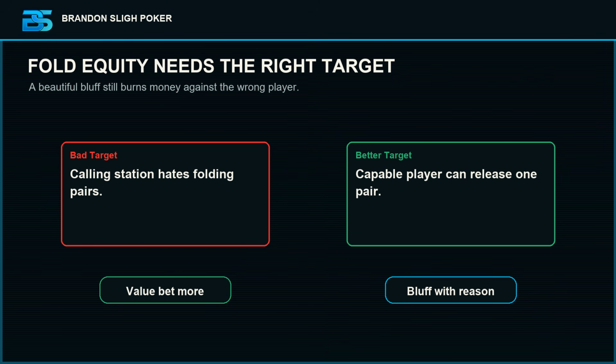But here is the low stakes and live poker problem: some players do not fold enough. You can have a bluff that looks beautiful on paper and still be lighting money on fire against the wrong person. If someone hates folding any made pair, stop trying to make them fold. You are not going to win more money by telling a beautiful story to someone who is not listening.